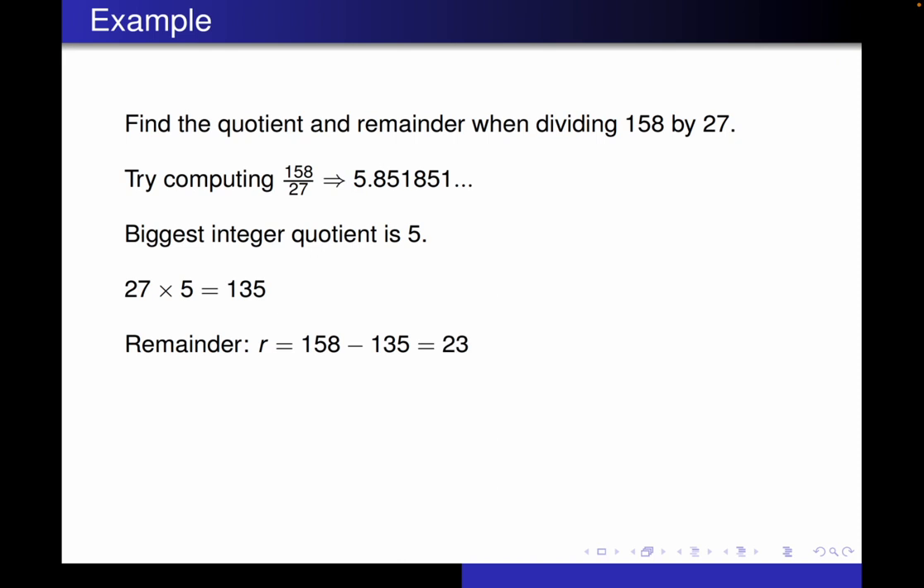23 is less than 27. It's positive, and so it's a perfectly reasonable remainder. And if we want to have our equation that gives us the relationship between the numbers we're dividing, our quotient and our remainder, we get 158 equals 27 times 5 plus 23. So our quotient is 5, our remainder is 23.